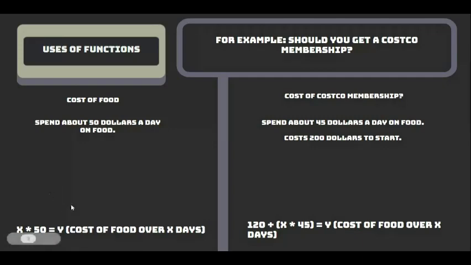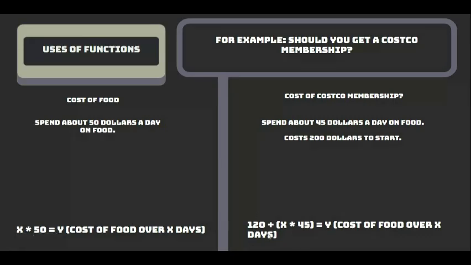Would we be better off buying from Albertsons or would we be better off buying from Costco? So for example, we have x times 50 equals y, where x equals days and y equals cost of food over x days.